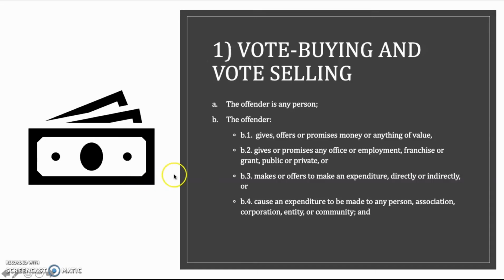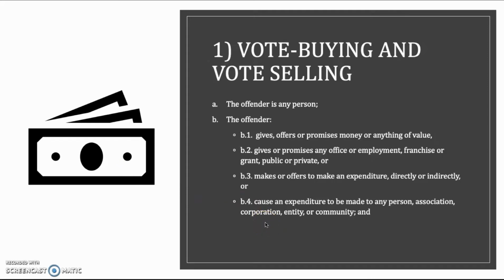In vote buying, the party considered as the offender can be any person, any natural person. And that offender may either give, offer, or promise money or anything of value, just like in sale. Okay? Or the offender may give or promise any office or employment or franchise or grant, whether public or private. Or that the offender makes or offers to make an expenditure, whether directly or indirectly, or that the offender may cause an expenditure to be made to any person, association, corporation, entity, or community.